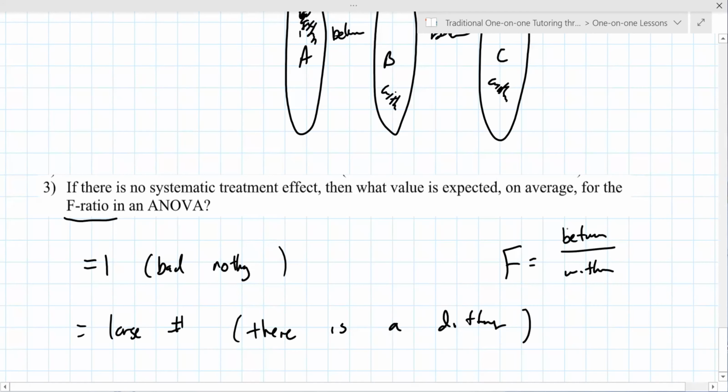If you get a large number, it's because between the groups, between A, B, and C, there's a lot of variation, but within one group or the other, there's not much going on. Then F becomes very large. So now we can actually answer this question. If there is no systematic treatment effect, which means that between equals within, then what value is expected on average for the F ratio? Well, 1, because no systematic treatment effect means that all the groups are roughly the same. And if all the groups are the same, your F ratio is 1. Okay.